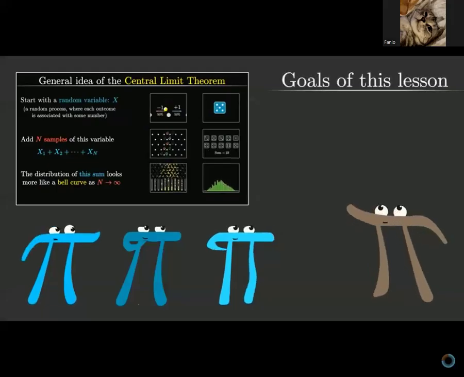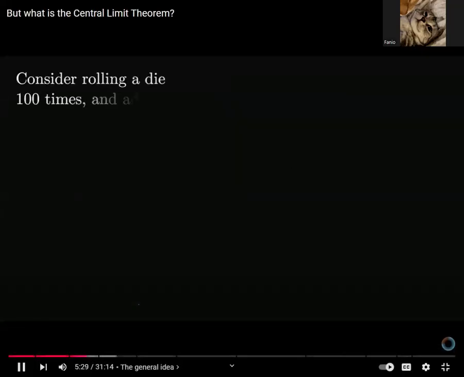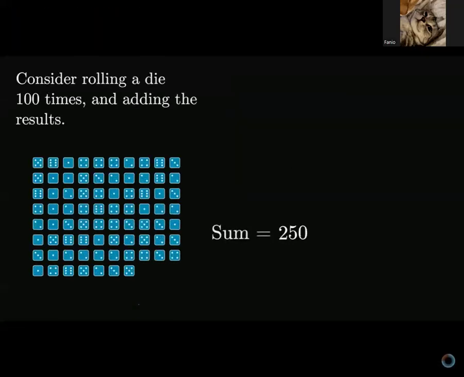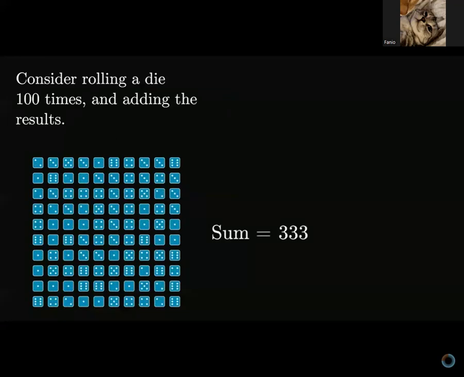Over the course of this lesson, our job is to make that statement more quantitative. We're going to put some numbers to it, put some formulas to it, show how you can use it to make predictions. For example, here's the kind of question I want you to be able to answer by the end of this video. Suppose you rolled a die 100 times and you added together the results.